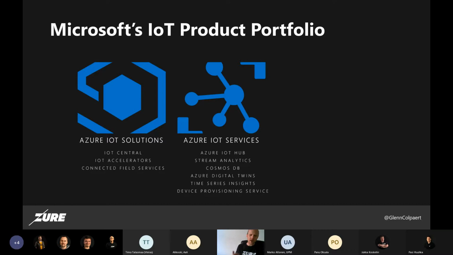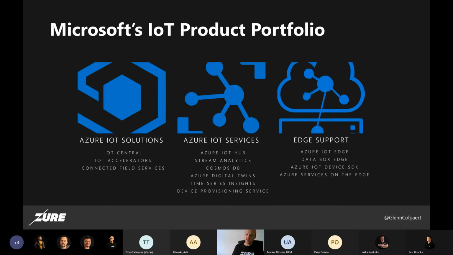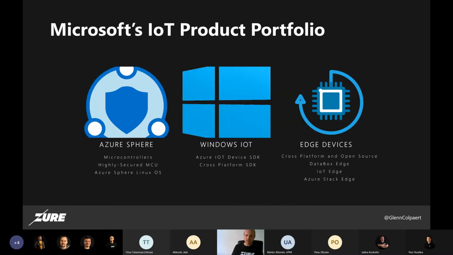Some core components there: IoT Hub, Time Series Insights, and the new Digital Twins. And then, of course, there has been a big focus on everything Edge. IoT Edge is there. Think about all the Azure services that have been moving to the Edge and are available as Edge modules. So that's quite big support that is available over there. And then more on the device side, there's Azure Sphere, the whole Windows IoT operating system, and the IoT Edge devices.